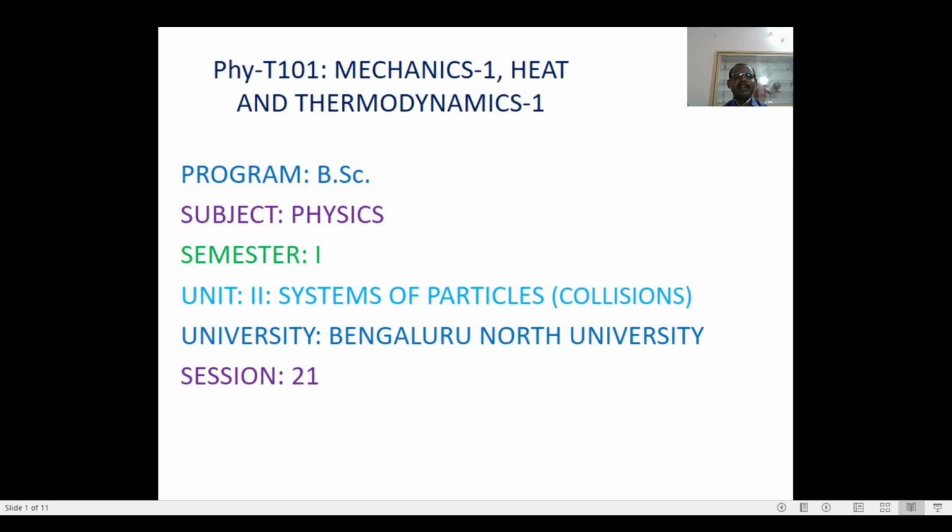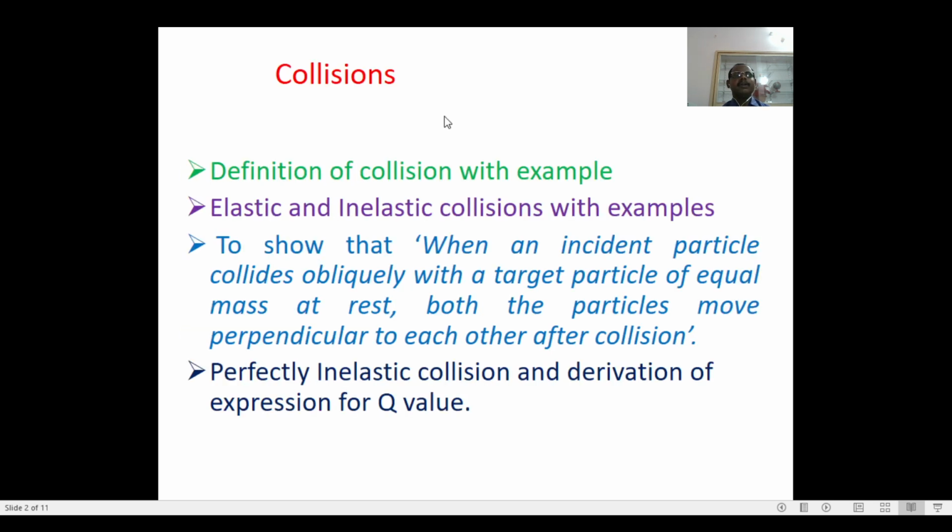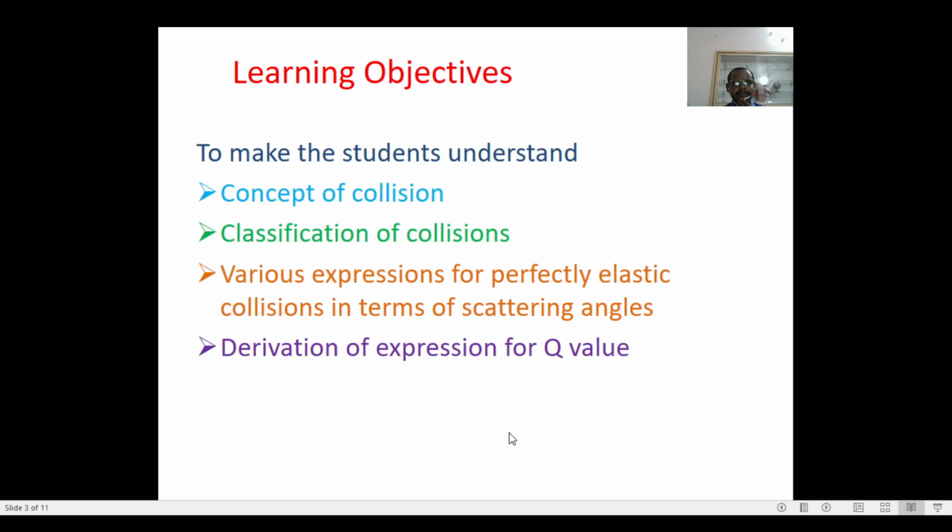Welcome to my video lecture on systems of particles which includes collision, session number 21. Collisions. I will define collision with an example, elastic and inelastic collisions with examples to show that when an incident particle collides obliquely with a target particle of equal mass at rest, both the particles move perpendicular to each other after collision. Perfectly inelastic collision and derivation of expression for Q value will be studied.